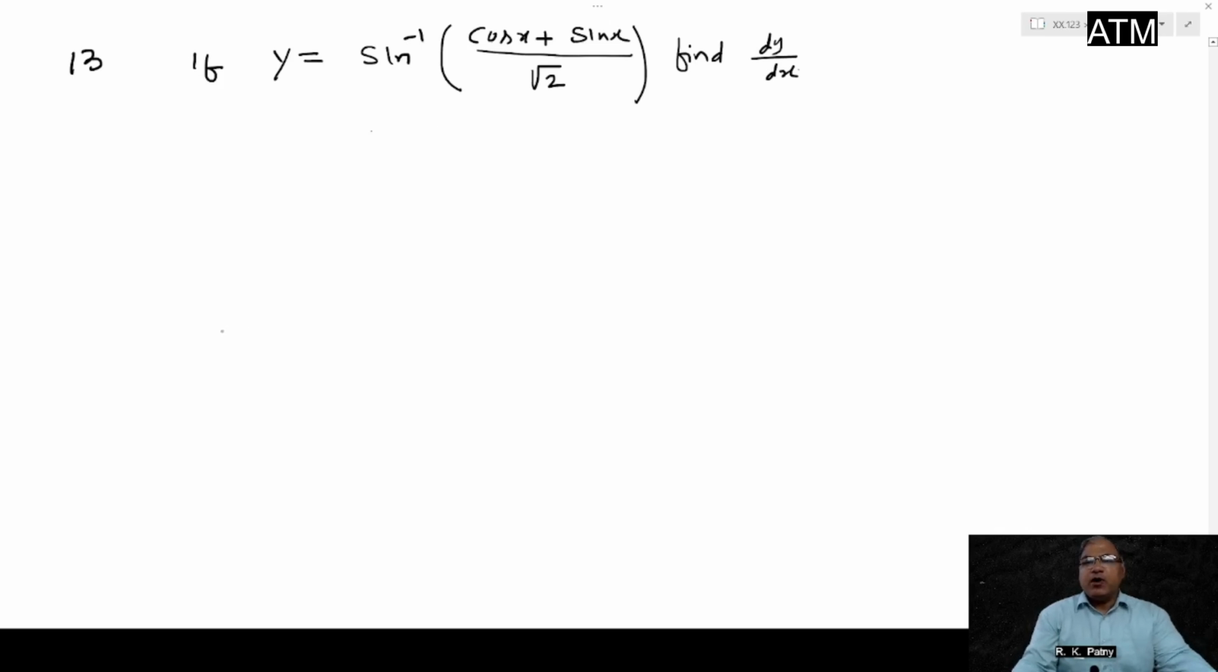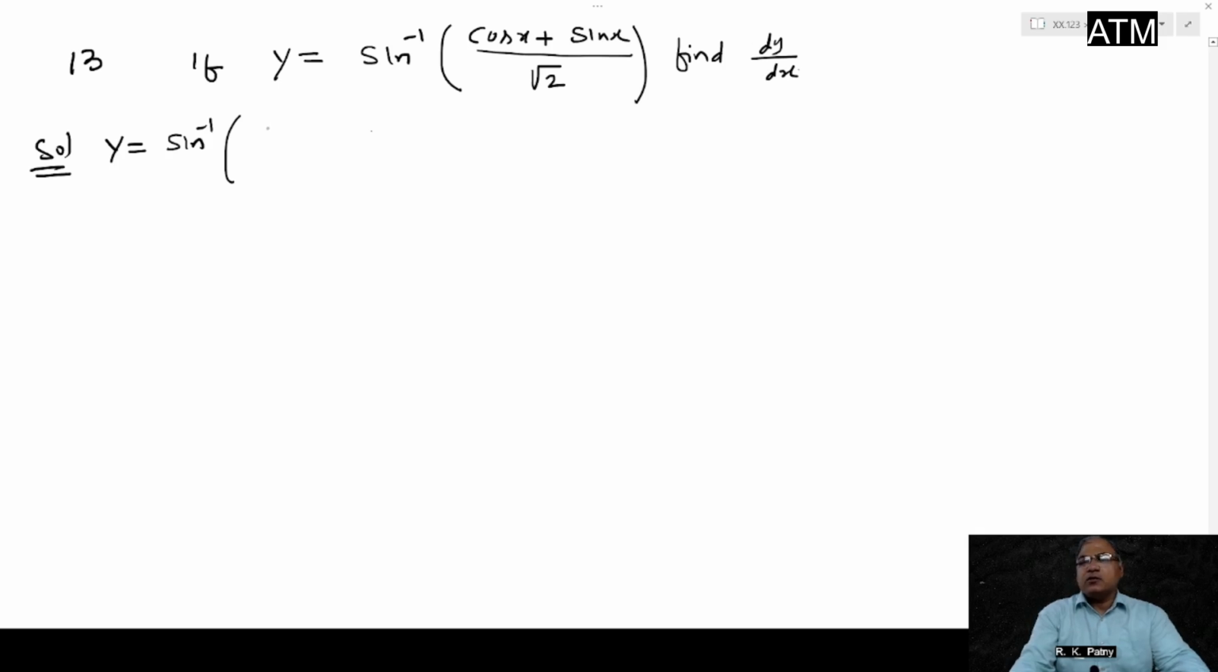Example 13. If y equals sine inverse of (cos x plus sin x) upon root 2, find dy by dx. Solution. In such problems, we have to see what trick we can apply. If you directly apply the basic formula, it will become very lengthy and sometimes you will not get the desired answer. So for such problems, first of all see whether you can apply some technique or trick. Here I am going to simplify the trigonometry part, like the number given in the denominator, and check whether it is a suitable number.